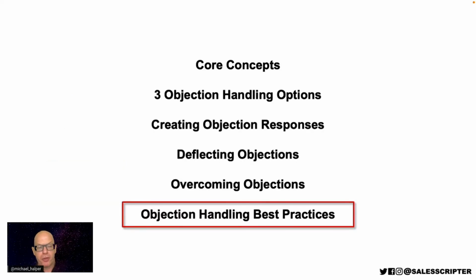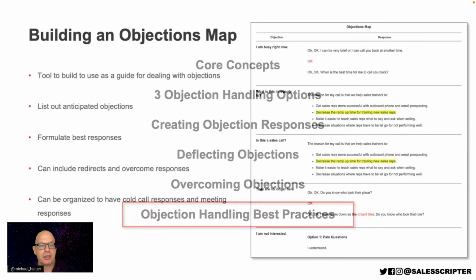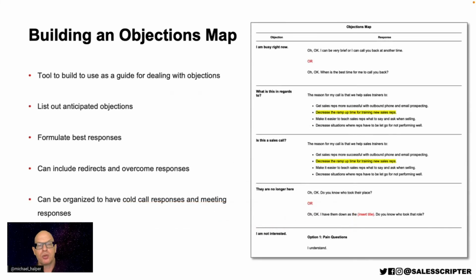All right, let's wrap up with a few objection handling best practices. The first one is to use a tool that we call an objections map. Very simple here. Two columns. One column on the left is the objections that you can anticipate. The column on the right is a response for each objection.